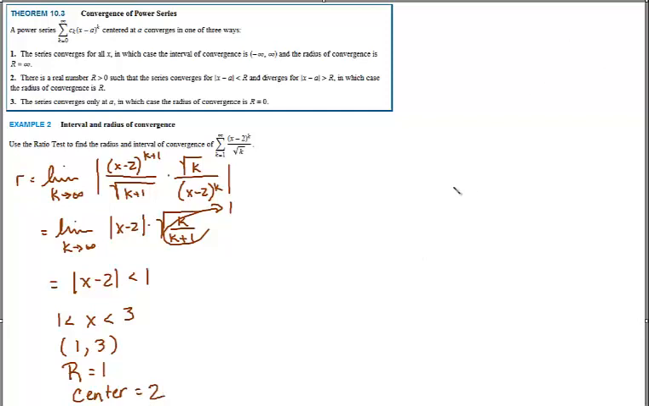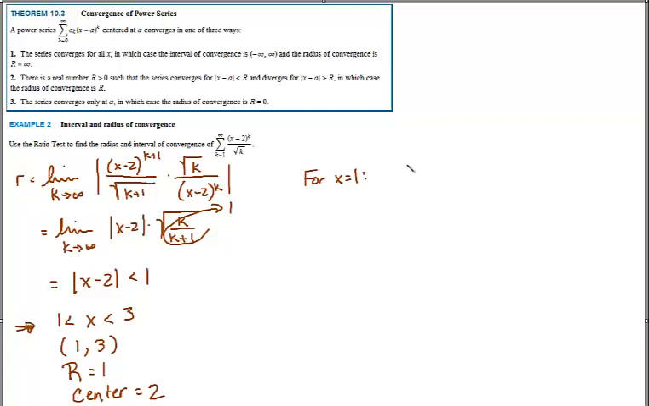Now that we have this, we need to check our endpoints, because this is my interval of convergence for sure, but I need to see if maybe it includes the 1 and/or the 3. So let's substitute into my series. Let's look at x equal 1.